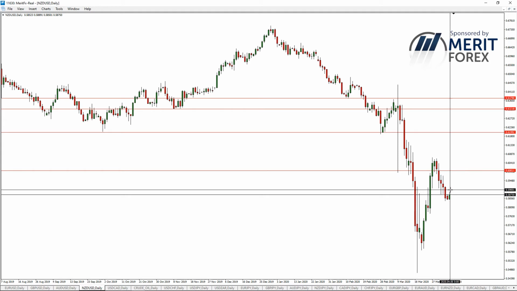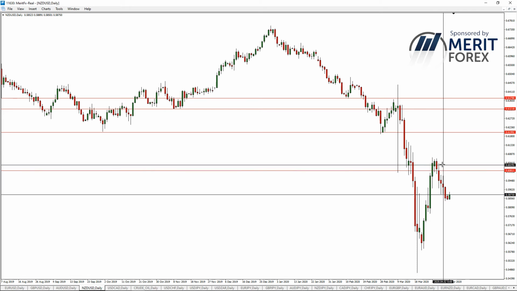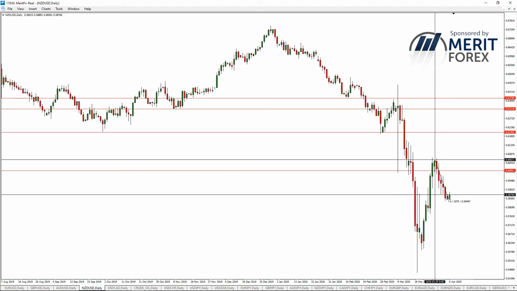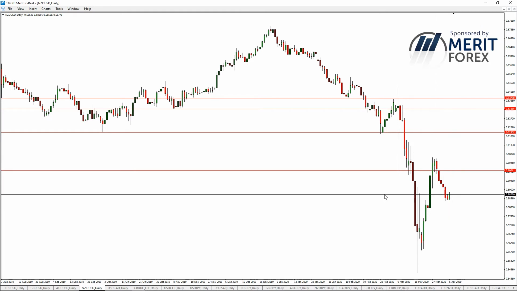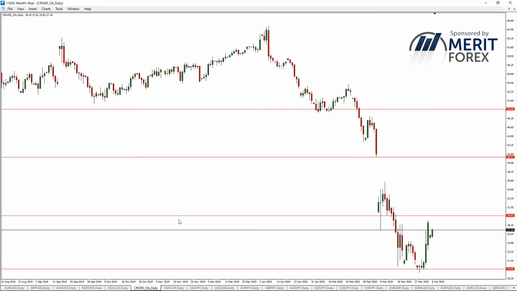But for now, it's a little bit late to take any short trades for New Zealand US, as it started and it went down with 160, 200 pips actually to the downside. So we can see a slight bounce to the upside. USD Canadian, and as you know, it follows the crude oil.